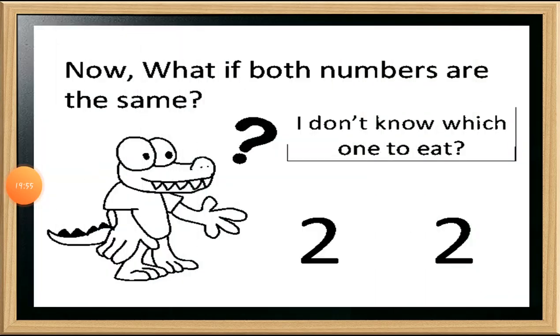Now students, now what if both numbers are the same? You can see here both the sides are same number, at the left side 2 number and also at the right side 2 numbers. I don't know which one to eat because all the numbers are same at both sides. So which number has alligator to eat, because alligator only eats the bigger number and here both the sides number are same, then what?